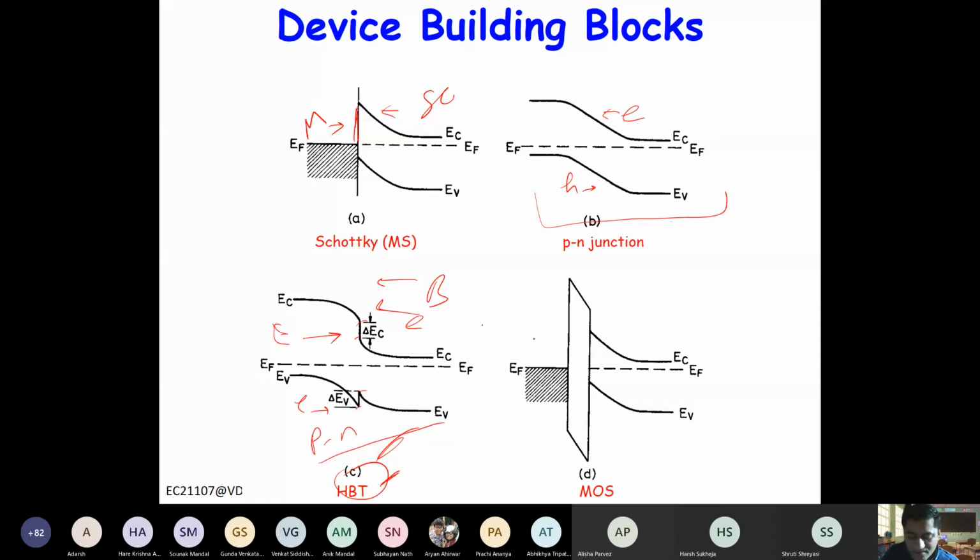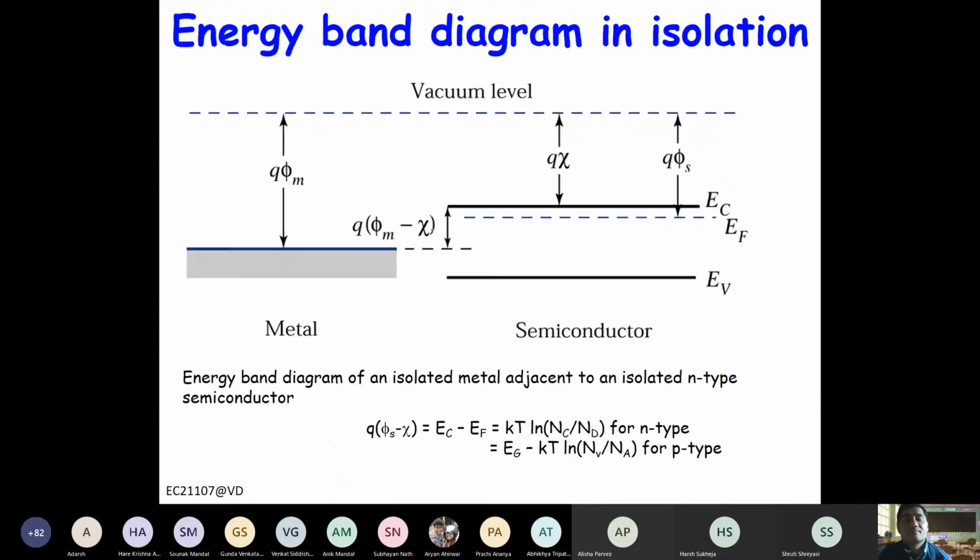This is basically metal, oxide or insulator, and semiconductor. So this kind of bend, you will see basically bendings. Okay, so let us begin our discussion on metal semiconductor contacts.